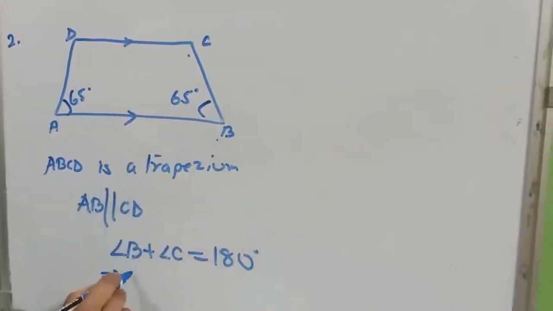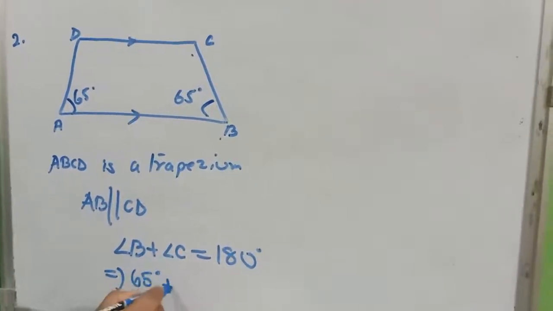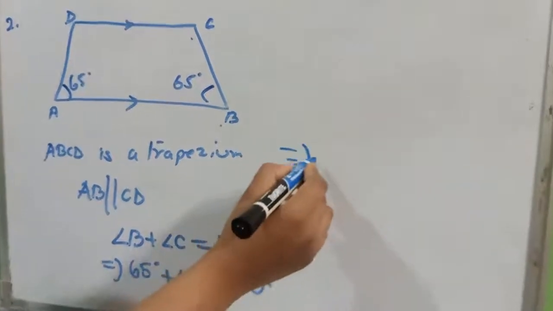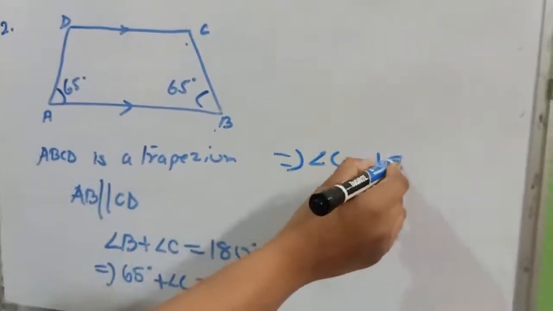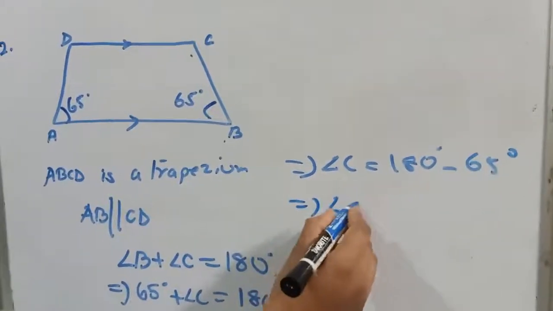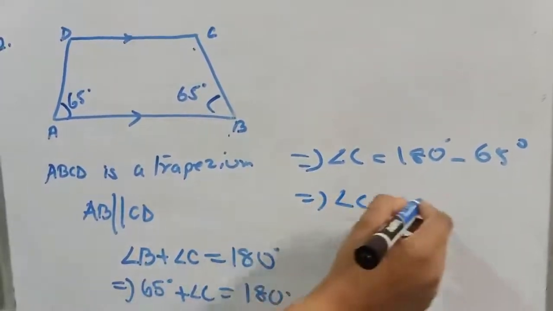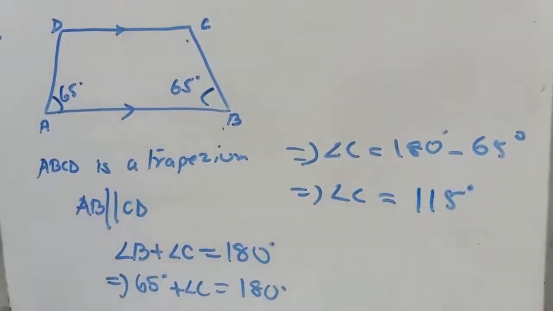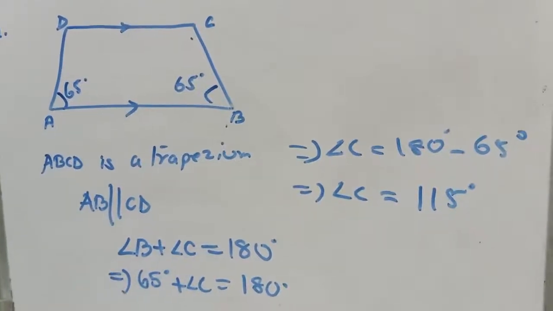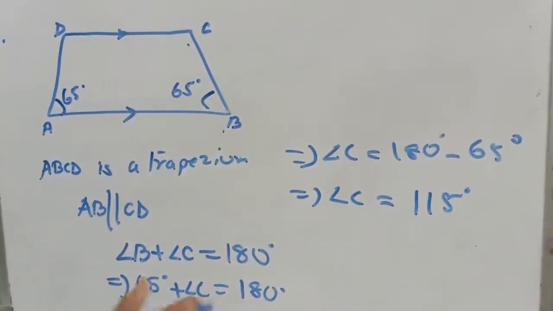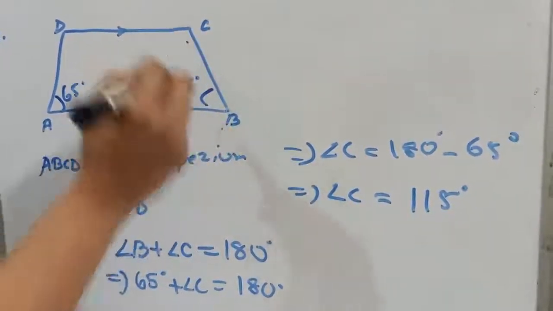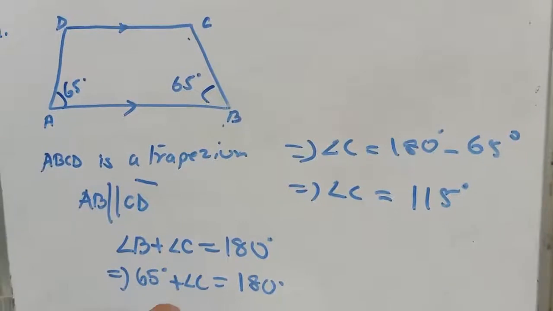Now what is angle B? Angle B is 65 degree plus angle C is equal to 180 degree, which implies angle C is equal to 180 degree minus 65 degree. So your angle C is 115 degree. Okay, this is the law of trapezium. This law you will learn in the next topics, where if AB is parallel to CD, then the sum of interior angles is equal to 180 degree.